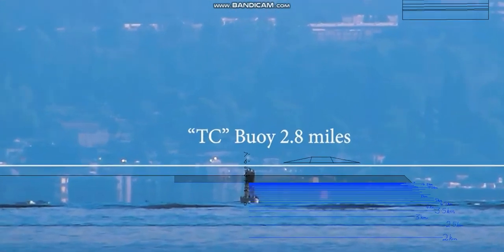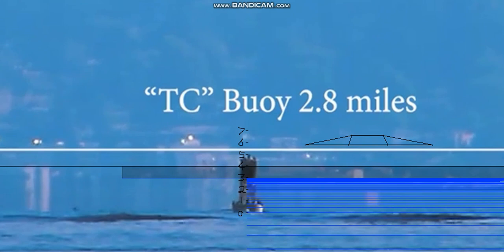As you can see, I have lined up the buoy. I think some people call that a buoy, but I call it a buoy. It is buoyant, not buoyant.